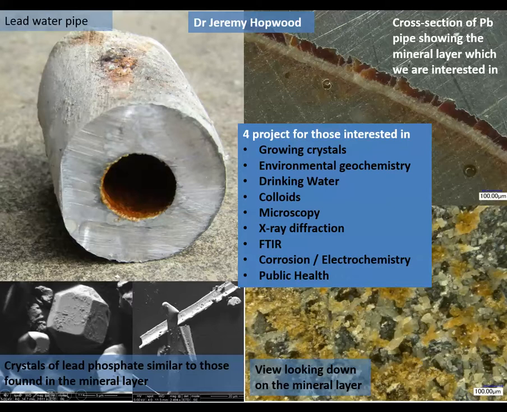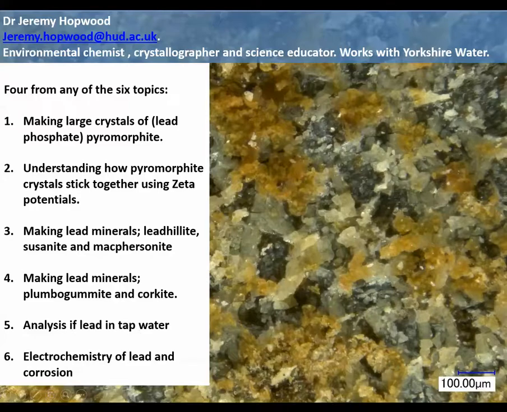You can read what's on these pictures here. This is a little cross section. This is the mineral layer on the pipe. This bit is the lead, and this is the bit which is actually a resin which we put into the lead pipe so we could section it across. And then this is looking down on the mineral layer. And then these are some synthetic crystals that we've grown. So it's a fascinating subject. Crystallography, mineralogy, environmental chemistry, that sort of thing. Come and have a chat.